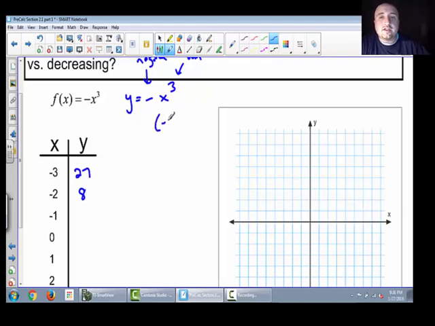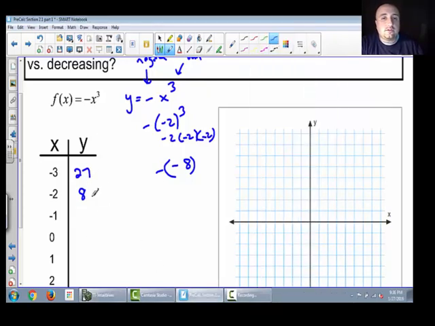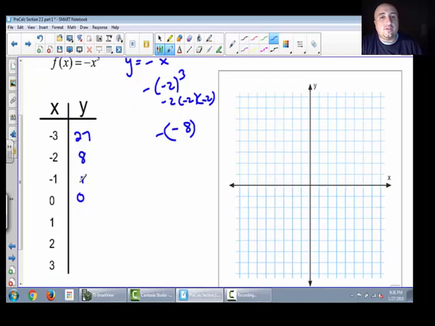Let's think about this. -2 cubed with a negative on the outside: -2 times -2 times -2. Negative times negative times negative is -8. But then we have a negative on the outside, so -8 turns into a positive 8. All right, what about -1? -1 is equal to positive 1. 0 cubed is 0, so 0 is 0. And then let's see, 1.